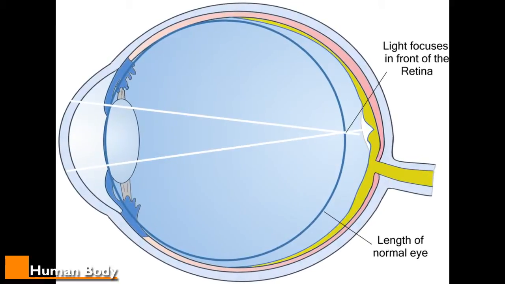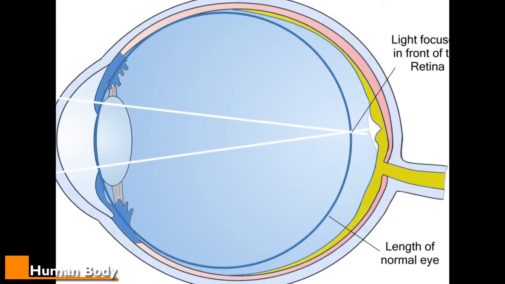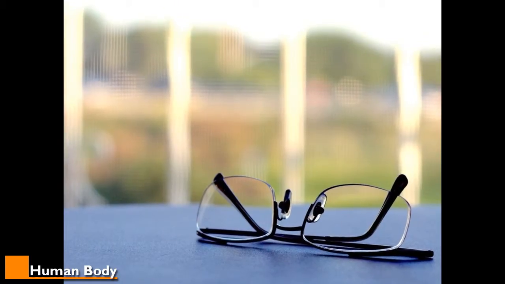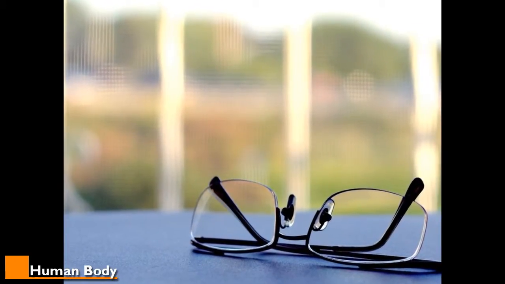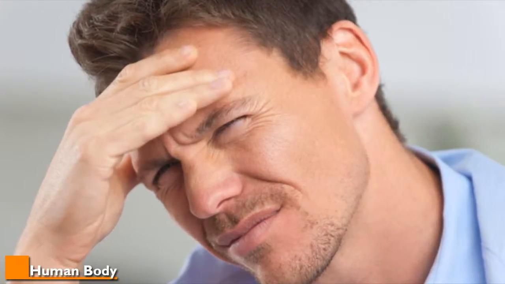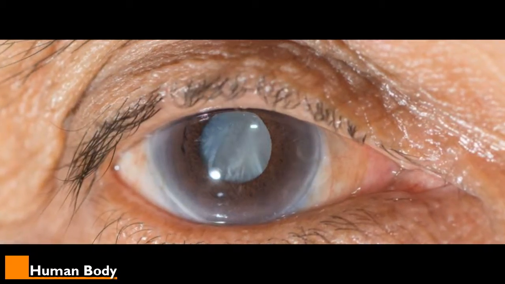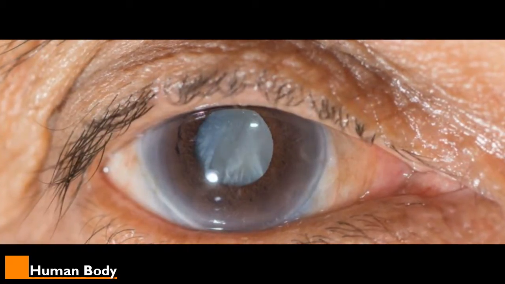Myopia, also known as nearsightedness and short-sightedness, is a condition of the eye where light focuses in front of the retina. This causes distant objects to be blurry while close objects appear normal. Other symptoms may include headaches and eye strain. Severe nearsightedness increases the risk of retinal detachment, cataracts, and glaucoma.